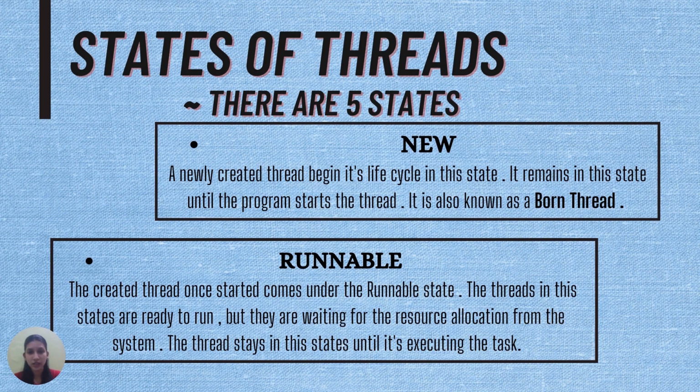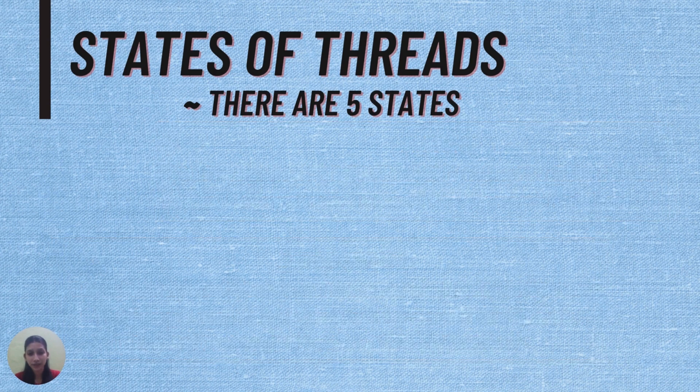The first state is new. When a thread is newly created, it begins its life cycle. It remains in the new state until the program starts the thread. It is also known as a born thread. The second state is runnable. The thread, once started, comes under the runnable state. The threads in this state are ready to run, but they are waiting for the resource allocation from the system. The thread stays in this state until it starts executing the task.